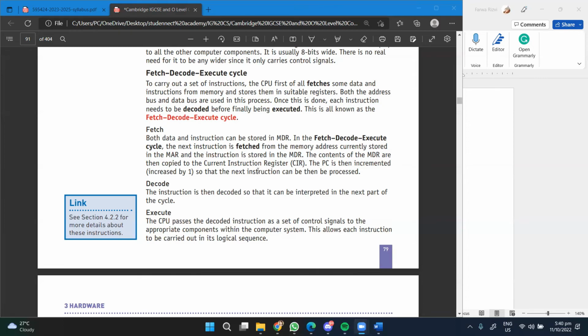So the CPU passes the decoded instruction as a set of control signals to appropriate components within the computer system, through the control bus. This allows each instruction to be carried out in its logical sequence. So whatever has to be performed, it performs in the execution part of the process. Okay, and this cycle just repeats itself. It looks to see if there's any next instruction to be executed in the PC, and then it just repeats itself.